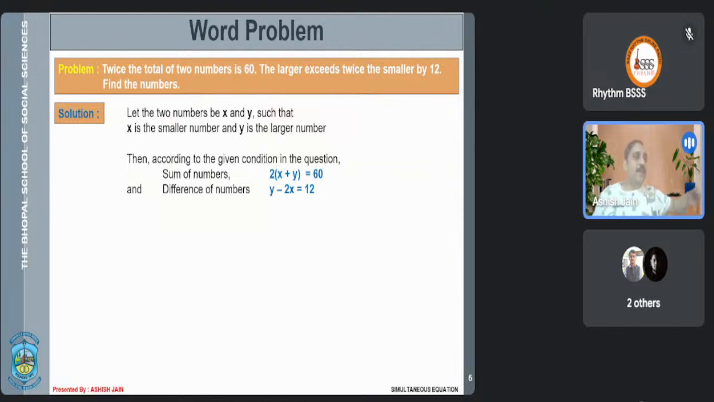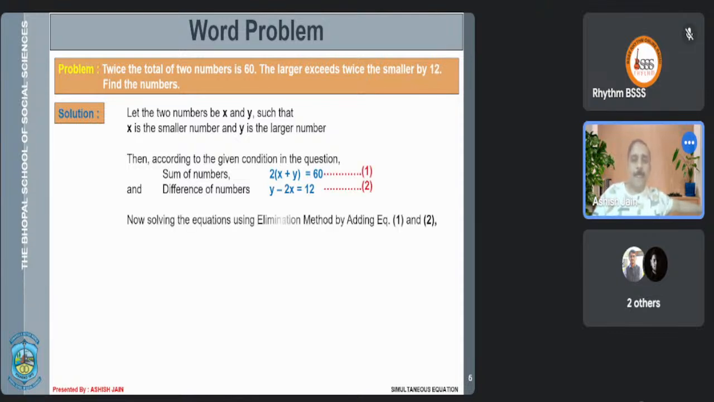Read each and every word in the problem. Each word has a meaning. So we have two equations, 1 and 2. Let us now solve them. So it's x plus y is 30, 2x minus y is minus 12. I have arranged it.